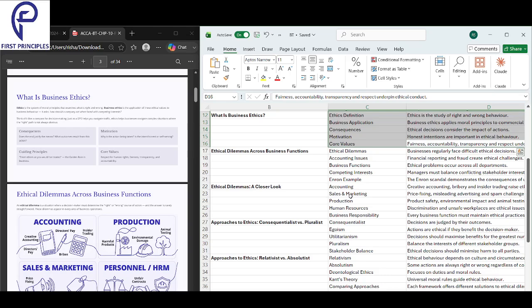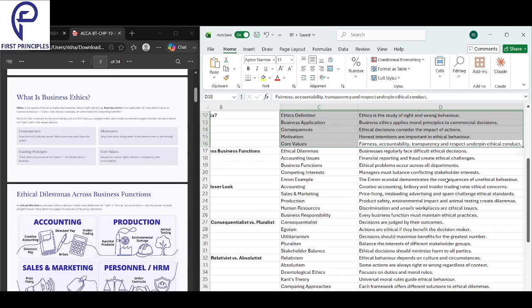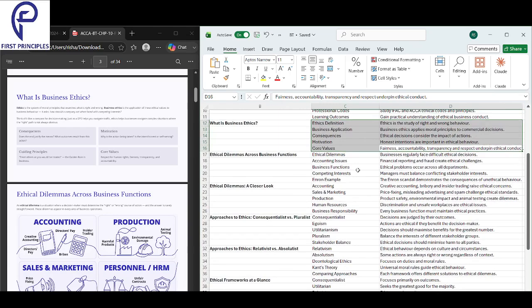First of all, what is the ethics definition? Ethics is the study of right and wrong. What we are studying is how we apply ethics to business. The consequences are that if you don't do business ethically, there would be fines and reputational damage. However, our focus of study is that ethical decisions consider the impact of actions: whatever actions we do, what will be the impact of those actions. Motivation: honest intentions are always very important. Whenever you show ethical behavior, your intentions have to be very honest. And finally, the core values: fairness, accountability, transparency, and respect underpin ethical conduct.